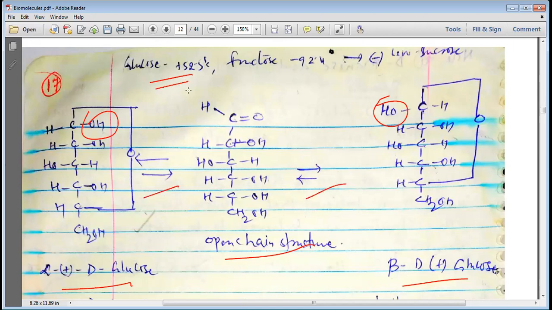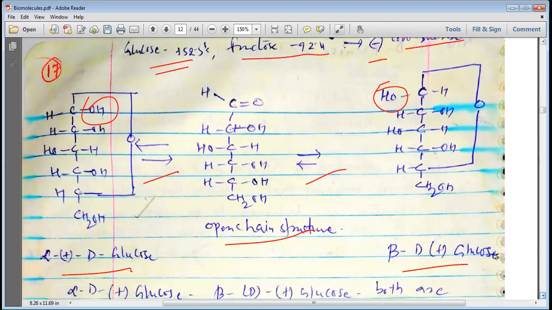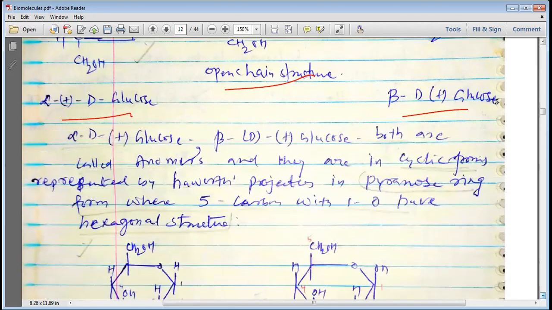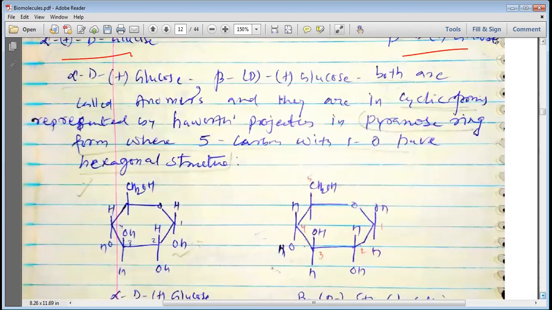My dear students, here I have something for you, please note it down: glucose has plus 52.5 degree rotation, fructose has minus 92.4 degree rotation, and this minus sign represents the levorotatory structures. Please note it down somewhere in your notebook so that you can understand the concept whenever it is needed.